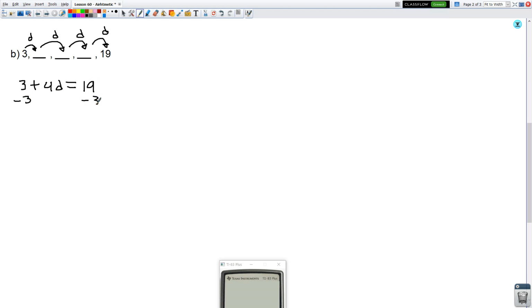Subtract 3. So now we have 4d. This is equal to 16. Let's solve for the common difference by dividing by 4. So now 16 divided by 4 is 4.